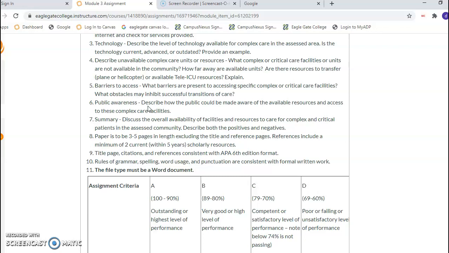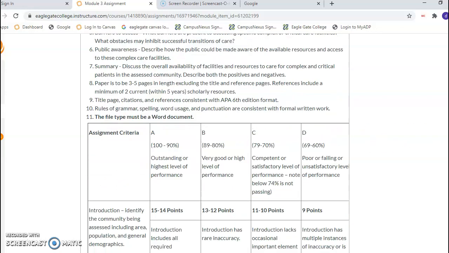Then you're going to summarize your paper by discussing the overall availability of the facility and resources and describe both positive and negative. Your paper should be 3 to 5 pages in length, and that does not include the title and reference page. Please use references this time related to scholarly resources. So you might be looking at resources with complex care, resources about transportation, that type of thing. And make sure you're using APA format.